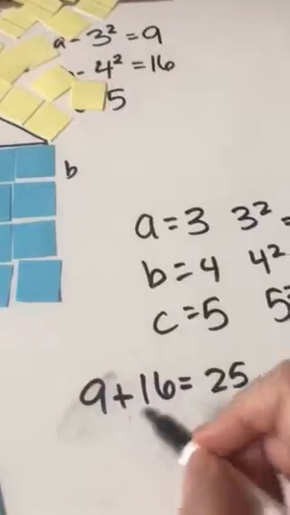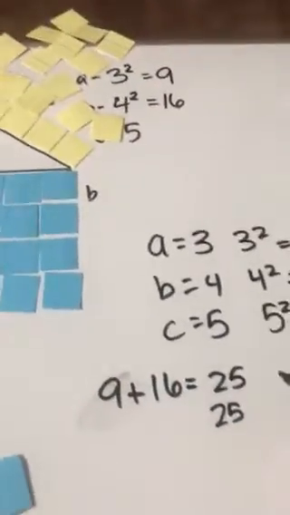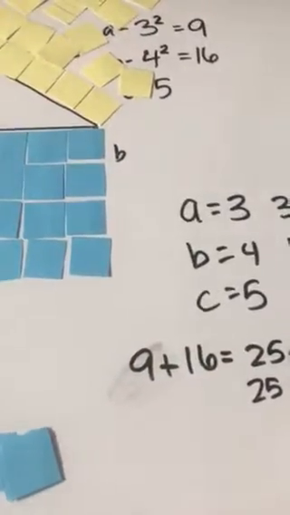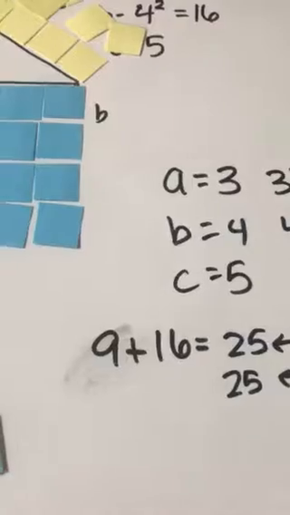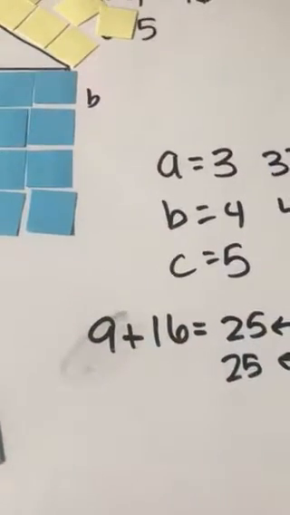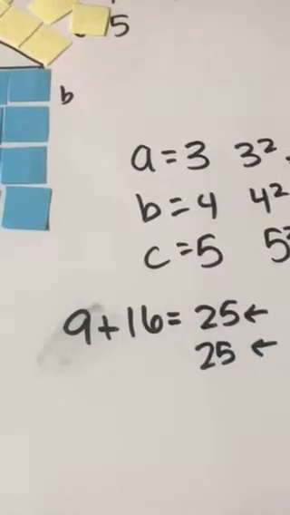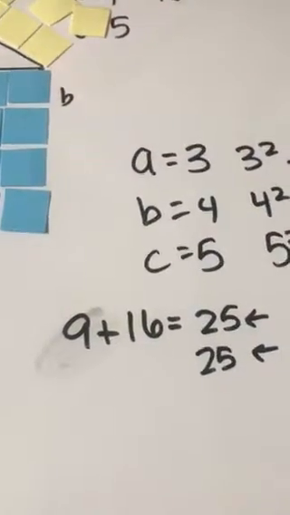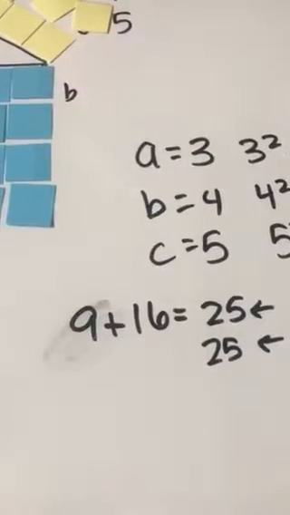And how many tiles were there in C? Also 25. What do we notice about the sum of the tiles of side A and B squared and the number of tiles for C squared? They're the same. What equation can we come up with to explain our thinking?